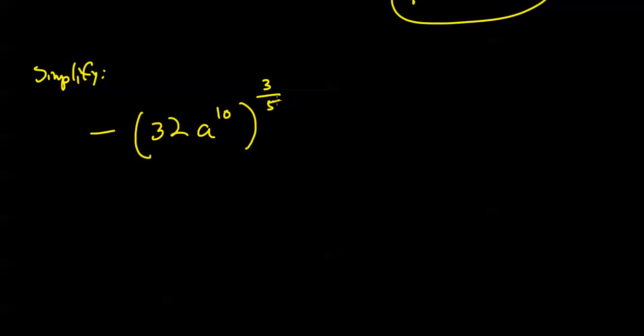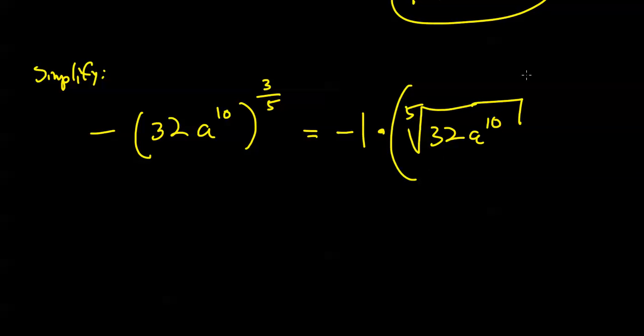Try this one. Simplify. Negative 32a to the 10th power raised to the 3/5 power. I'm going to take that negative sign and write it as a factor of -1, and that happens outside of the exponent process. Well, what's the fifth root? Let me write it out. The fifth root of 32a to the 10th power. Denominator root of that base, in turn cubed.